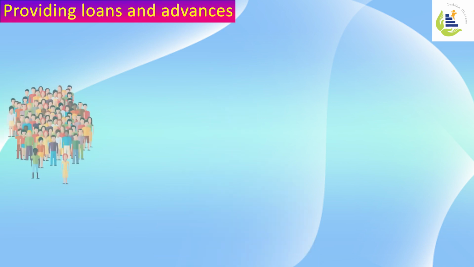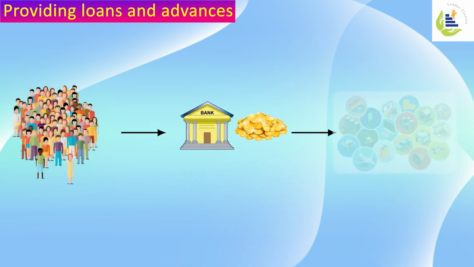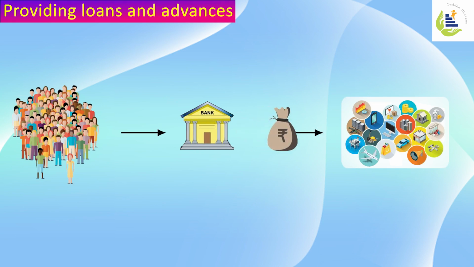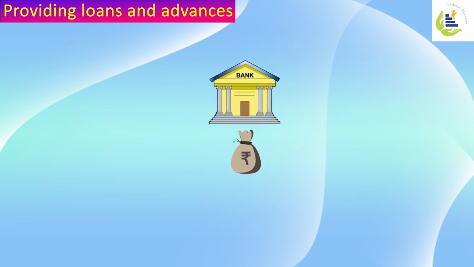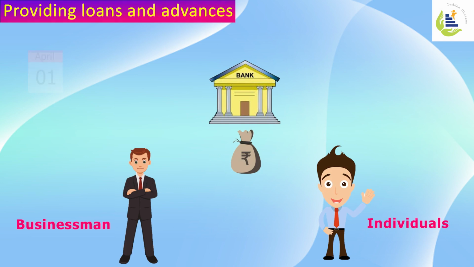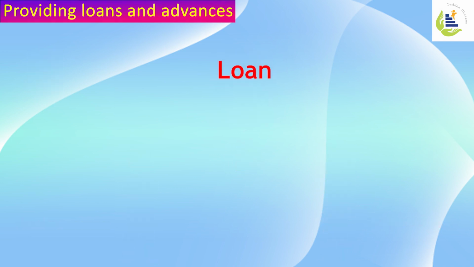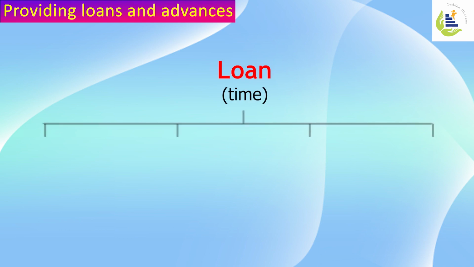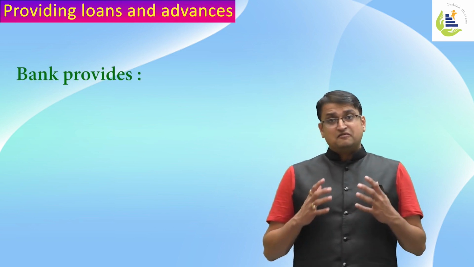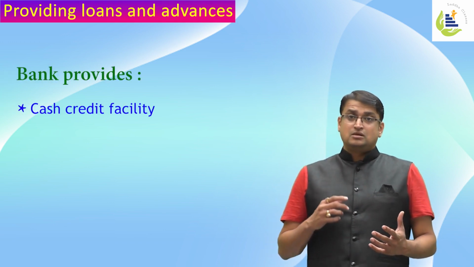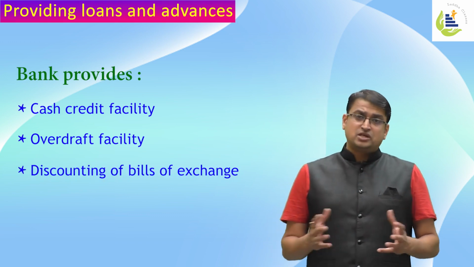So, in a nutshell, yes, one of the primary functions of commercial banks is to give loans and advances. Well, mobilization of savings into different sectors of the economy by way of loans and advances is one of the primary functions of the commercial banks. Bank gives these loans and advances to businessmen and individuals as per their demands. These loans and advances can be categorized on the basis of time in the form of call loans, short-term loans, medium-term loans, long-term loans. Apart from that, bank also provides facilities in the form of cash credits, overdraft facilities, discounting of bills of exchange, and so on and so forth.